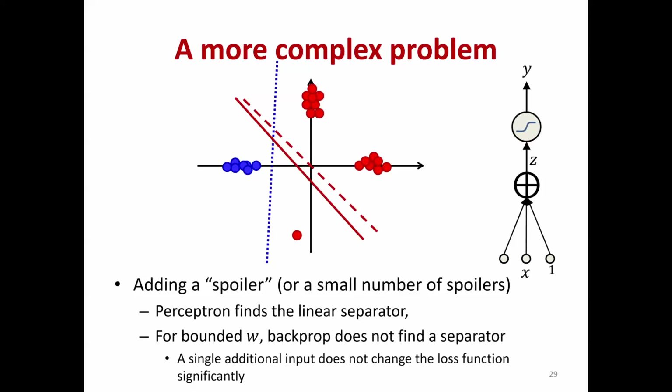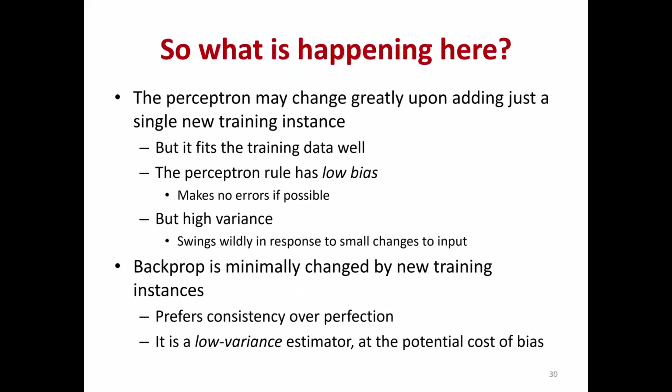Are you sure? Yeah. It's a good thing, because that could be overfitting. So it's actually a good thing. Why is that so? The perceptron may change greatly upon adding just a single new training instance. I could have a billion of those red dots and blue dots nicely separated, and then I just add one little instance out here, and the perceptron rule is going to swing around and give you a completely, wildly different solution, whereas gradient descent is not going to change very much.